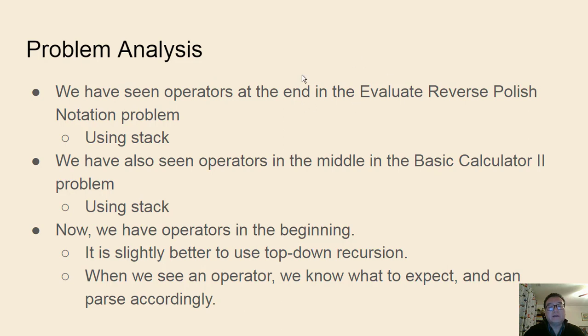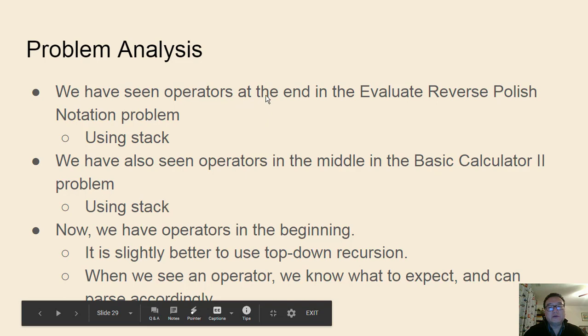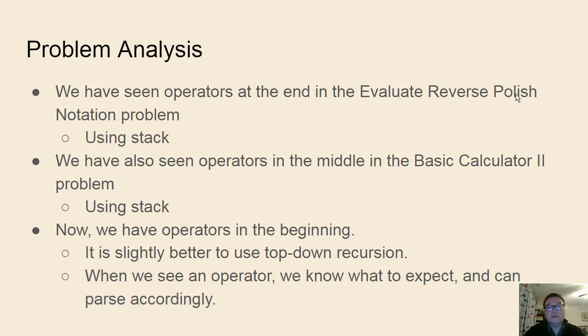For example, when we add, there are two numbers, two expressions, we want to add their results. So we've seen 3 different ways. The first one we saw in the evaluate reverse Polish notation problem, where the operators are at the end. So we see numbers first, for example 3, 5, plus, and that gives us an 8. The way to deal with that kind of expression is to use a stack. We push numbers in, and when we see an operator, we know there should be 2 numbers in the stack that we want to apply the operator to.